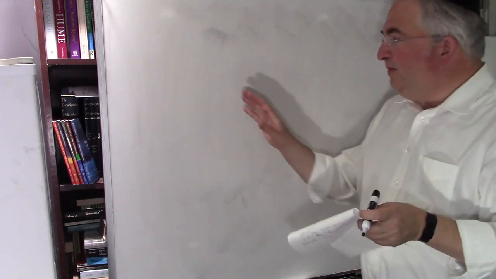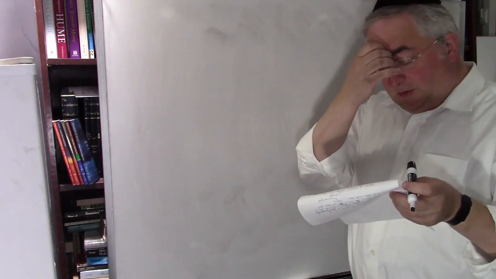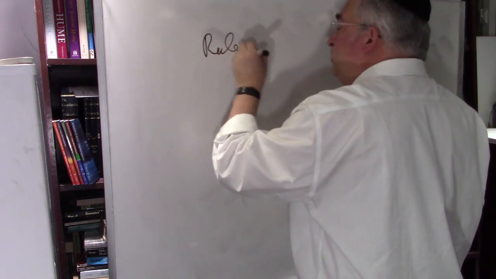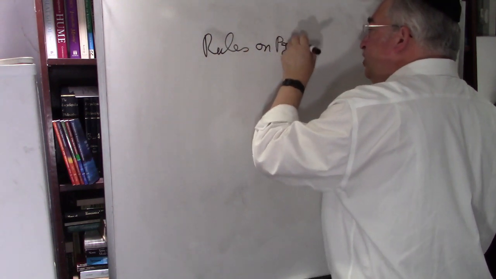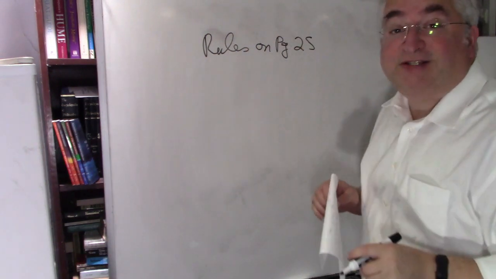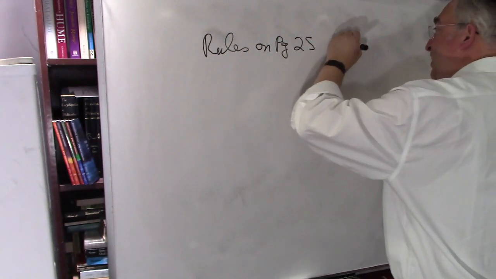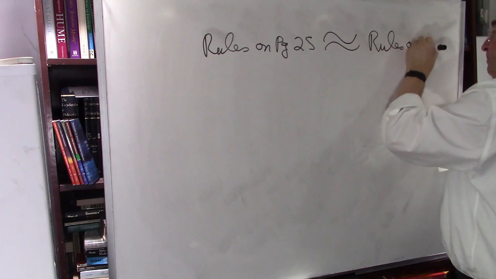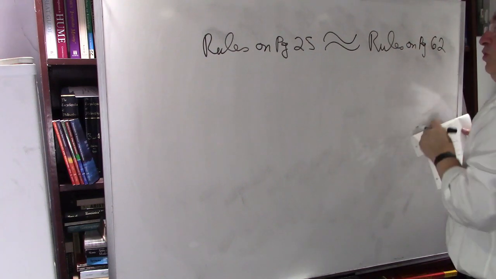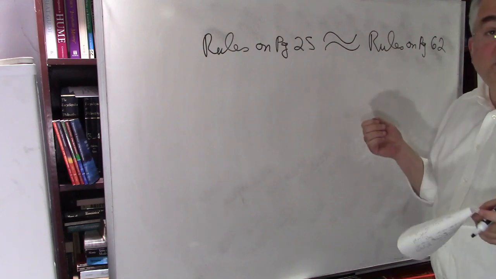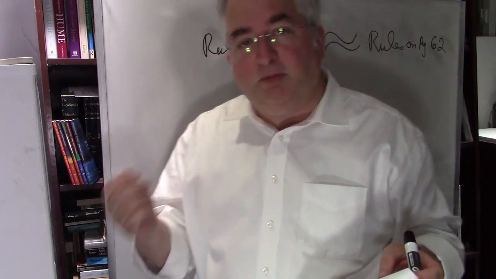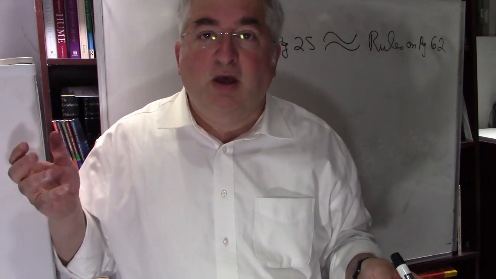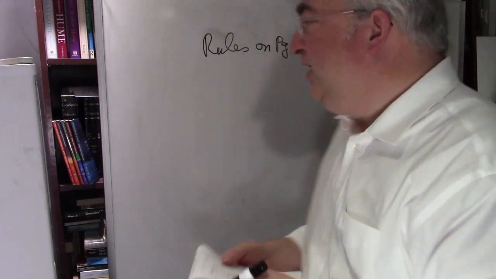We'll go through a lot of the rest of them in a second, but a question. Why are the rules on page 25, which was about set operations, almost the same as the rules on page 62, which is about logic? Associative law, commutative law, distributive law, De Morgan's law, why is it the same? The answer is very simple. The answer is as follows.